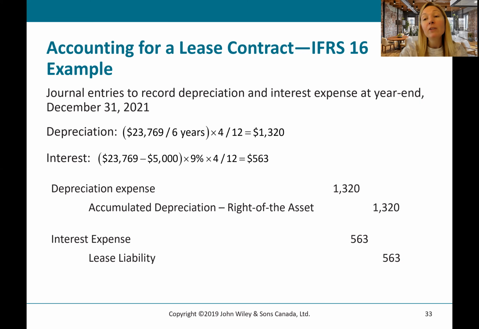So interestingly enough here, of course, interest expense is going through the income statement, but we're actually hitting the lease liability directly. So we don't hit the right of use asset directly. We're using an accumulated depreciation account, but for the lease liability, we do credit it directly.